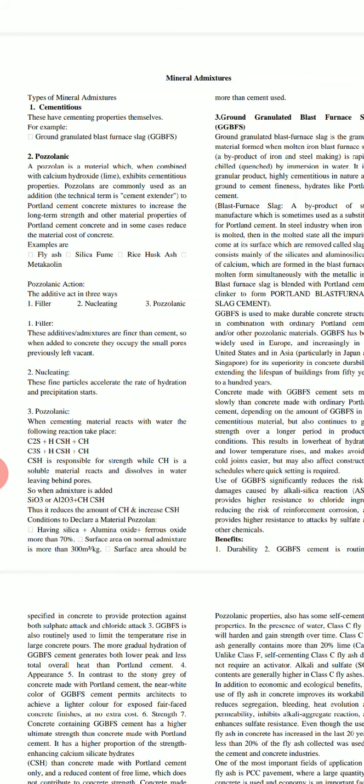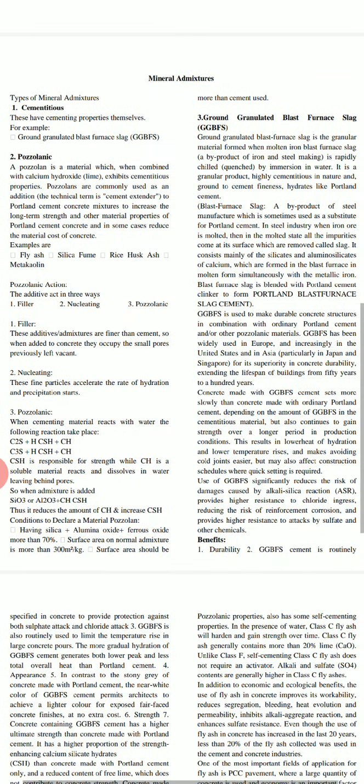And next is nucleating. These fine particles accelerate the rate of hydration and precipitation starts. So the pozzolanic materials are used as nucleating materials. The fine particles of fly ash or silica will accelerate the rate of hydration. When the rate of hydration increases, it achieves good strength. So that is achieved by this pozzolanic material.